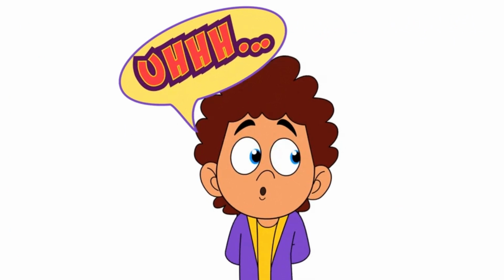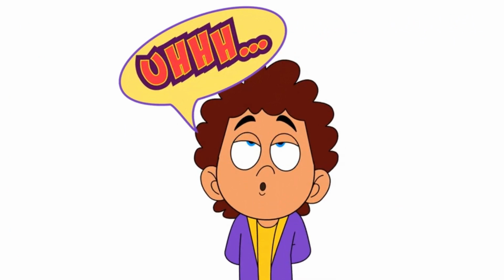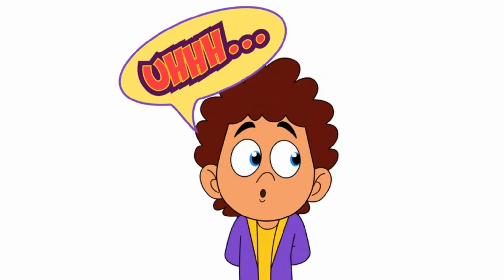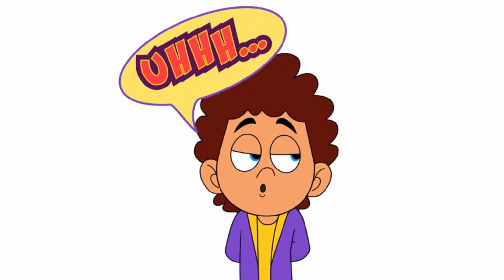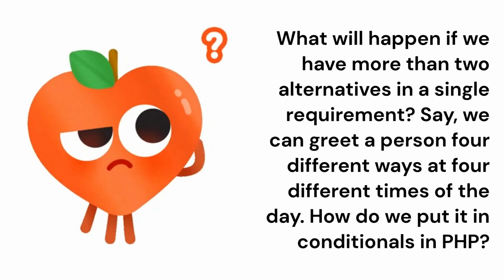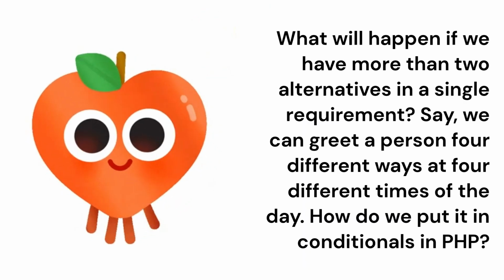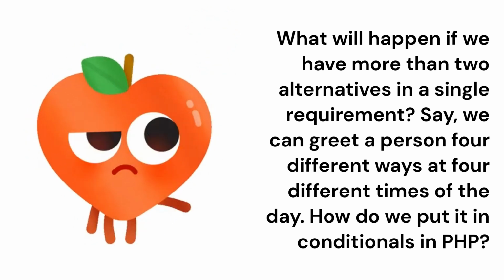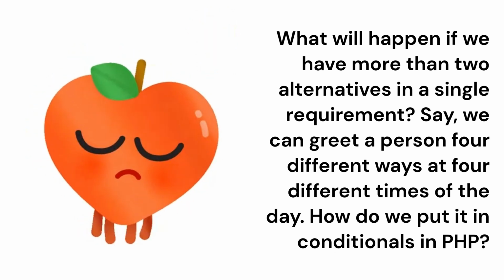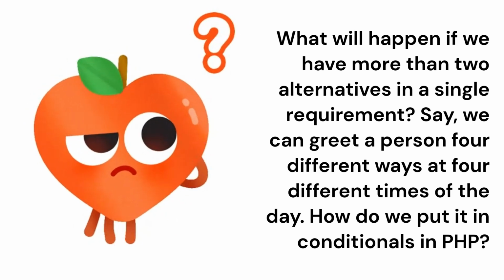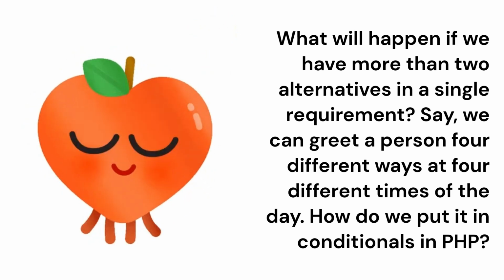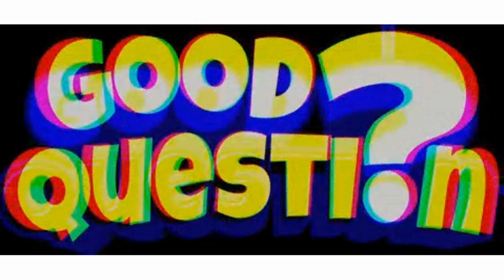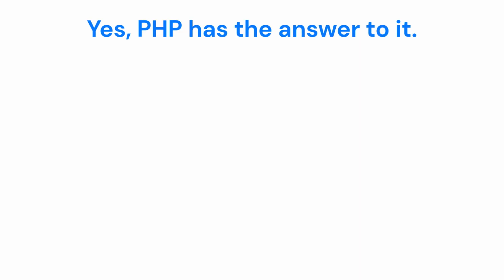So, we have learned a few unavoidable nitty-gritty things about PHP. Still, we have a few questions. Let us find the answers to these questions. What will happen if we have more than 2 alternatives in a single requirement? Say, we can greet a person 4 different ways at 4 different times of the day. How do we put it in conditionals in PHP? Good question. Yes, PHP has the answer to it.